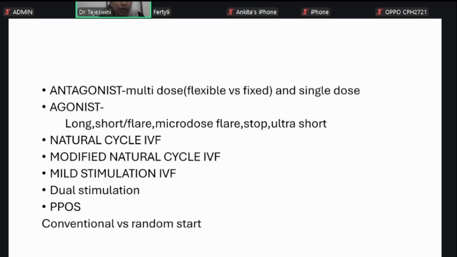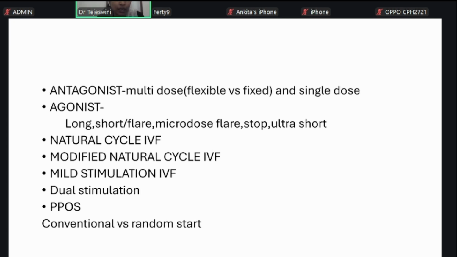The next protocol is progesterone primed ovarian stimulation. This has an advantage wherein the cost is cut down and the pain of multiple injections of agonist and antagonist is cut down. Then in PPOS, the progesterone is started either on day 2 or day 3 along with the gonadotropin, or in a flexible PPOS protocol as in the antagonist protocol. Once you see a dominant follicle of 12 to 14, you can start your progesterone accordingly.